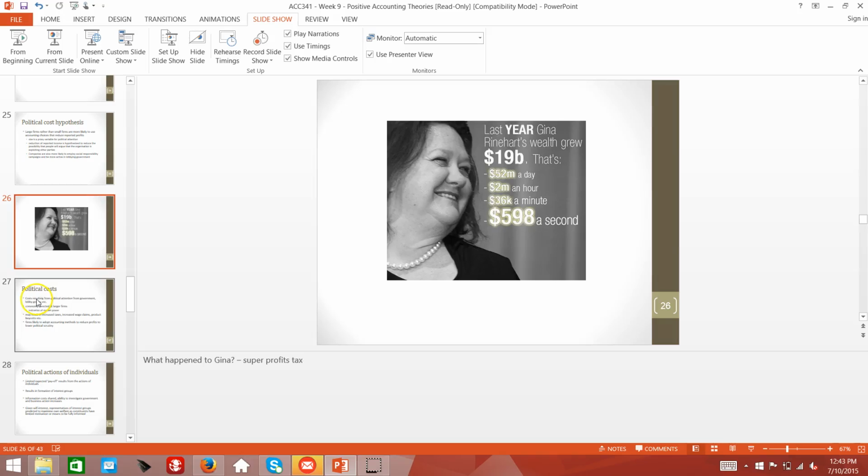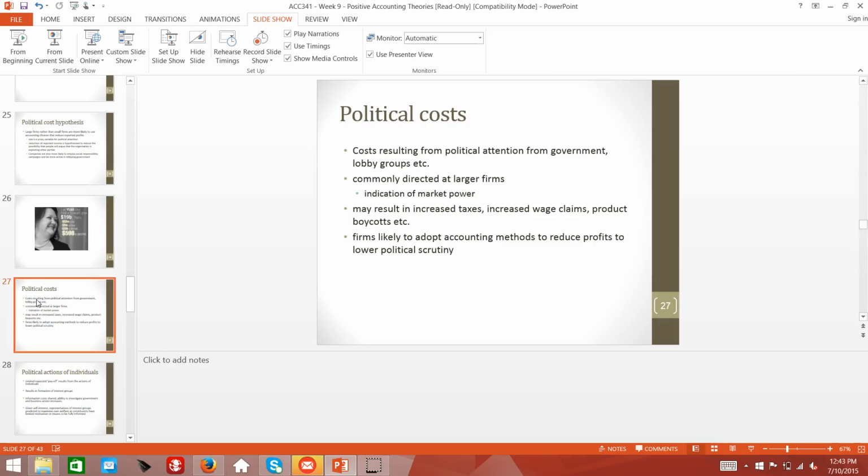What does that political attention result in? Attention from government, lobby groups, collectives of individuals. It may result in increased taxes, increased wage claims, product boycotts. We've seen the mining tax in Australia. It was called what? A super profits tax. What are firms likely to do in these situations? Adopt accounting methods to reduce profits to lower political scrutiny.